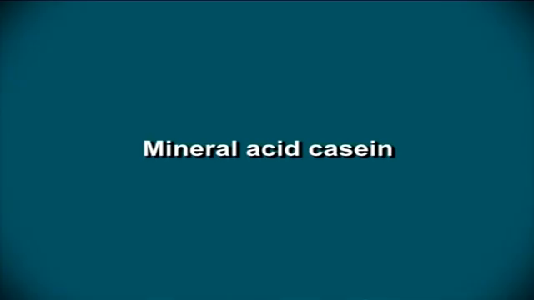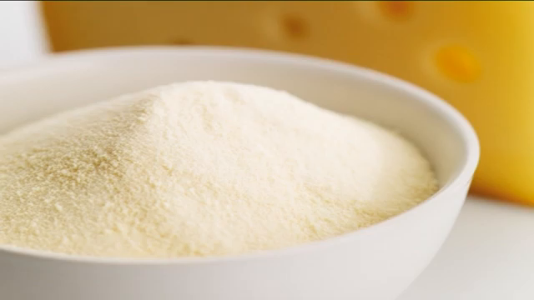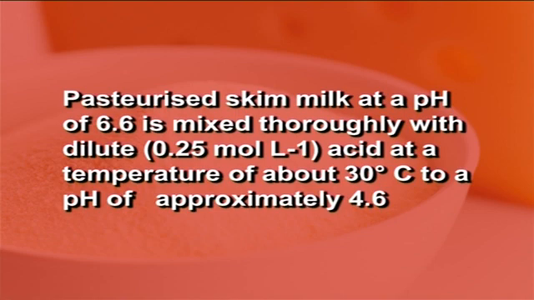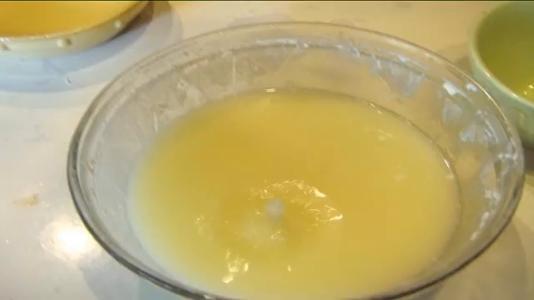Mineral acid casein. For the precipitation of mineral acid casein, pasteurized skim milk at a pH of 6.6 is mixed thoroughly with dilute 0.25 mole per liter acid at a temperature of about 30 degrees Celsius to a pH of approximately 4.6. In this case, because of the very vigorous agitation and the short mixing time, the casein is precipitated as very fine individual particles in a liquid serum, that is whey, unlike the gel or coagulum formed in lactic acid casein manufacture. The acidified milk mixture is then cooked and processed similar to as described for the production of lactic acid casein.